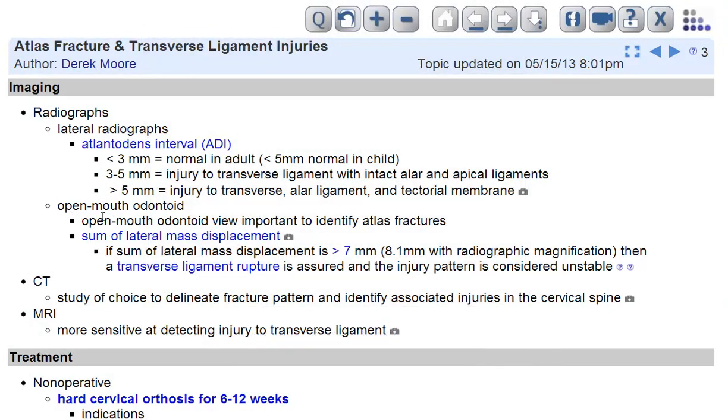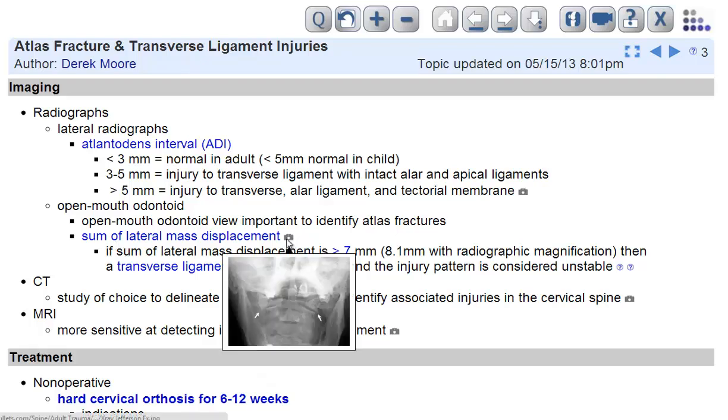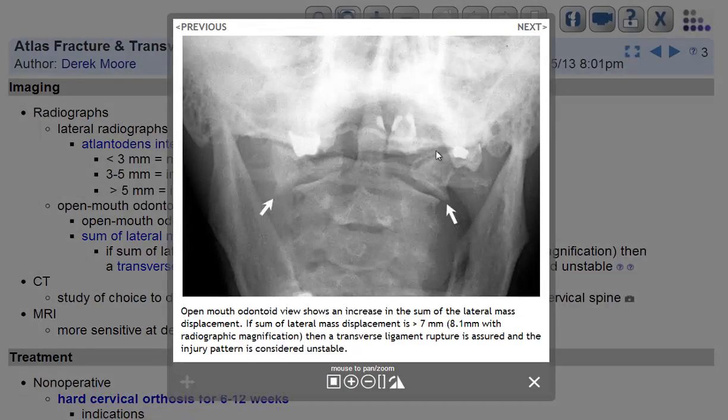The other x-ray that you always want to obtain is your open mouth odontoid. They love to test the sum of the lateral mass displacement. So you can imagine that this is your lateral mass of C1, here and here. This is your dens of C2. As we just said, the ligaments around this are, you have your transverse ligament connecting these two lateral masses, and then you have your apical ligament that would go straight up anteriorly, and your alar ligaments.